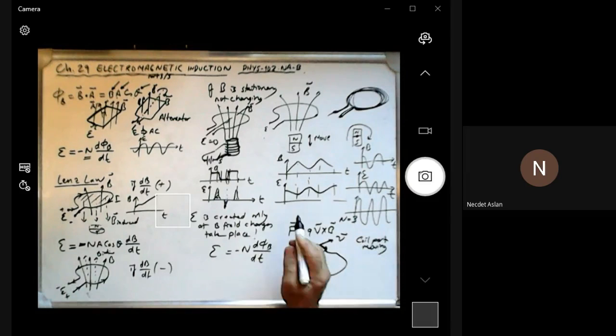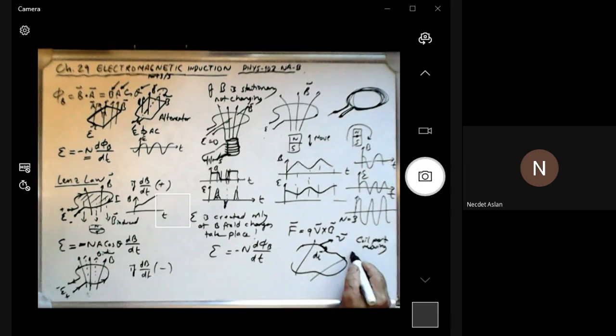So the magnetic field is stationary, okay? B is stationary. In this case, the magnetic field is not changing in time, but some section of the coil is moving with some kind of velocity. In this case, the charge on this part of the wire will experience this kind of force, right?